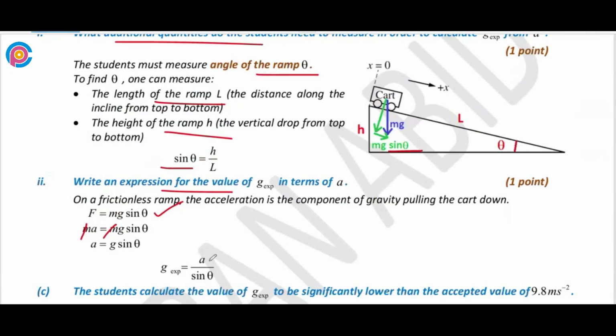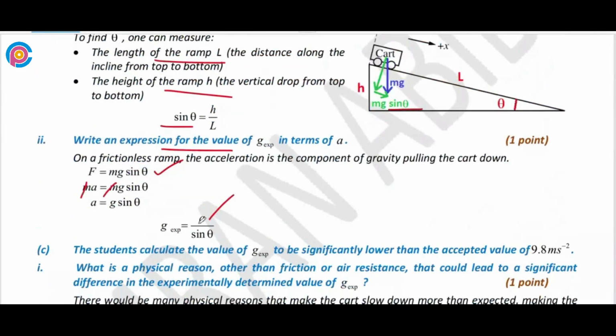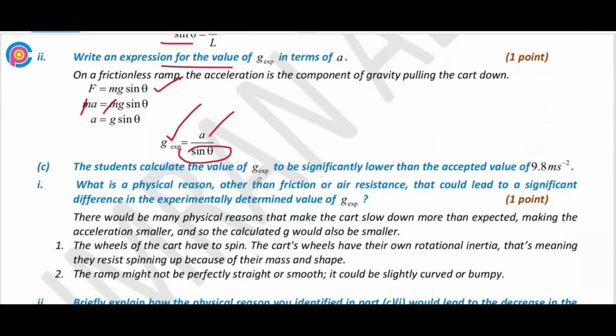We have calculated a in the previous case, and from the value of theta, we can calculate sine theta, so that's the answer for experimental g. Now, the student calculates the value of experimental g to be significantly lower than the expected value of 9.8 meters per second squared. What is the physical reason, other than friction or air resistance, that could lead to a significant difference in the experimentally determined value of g?